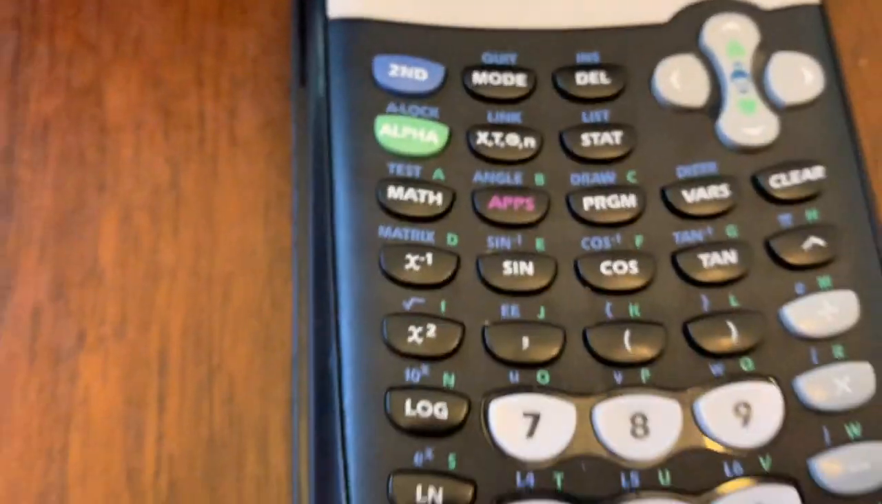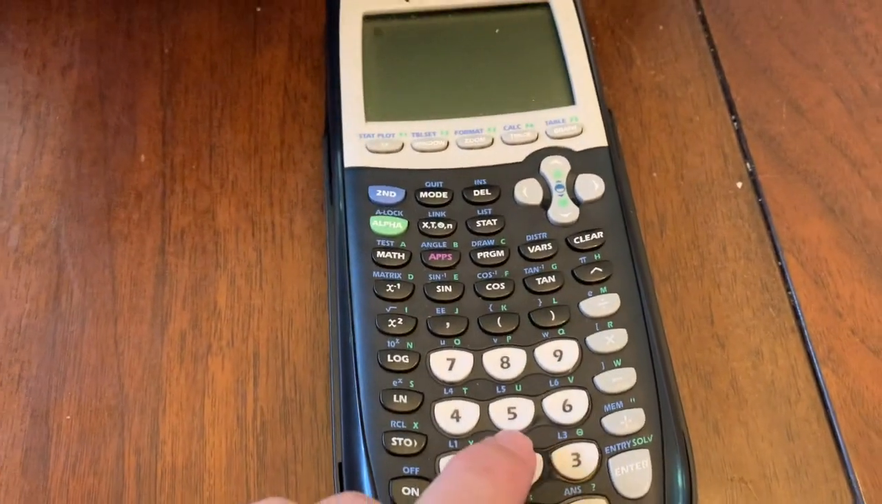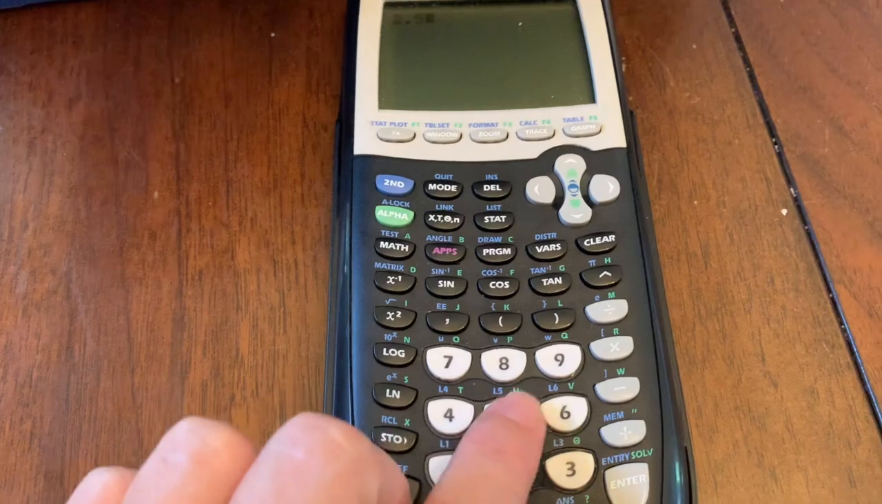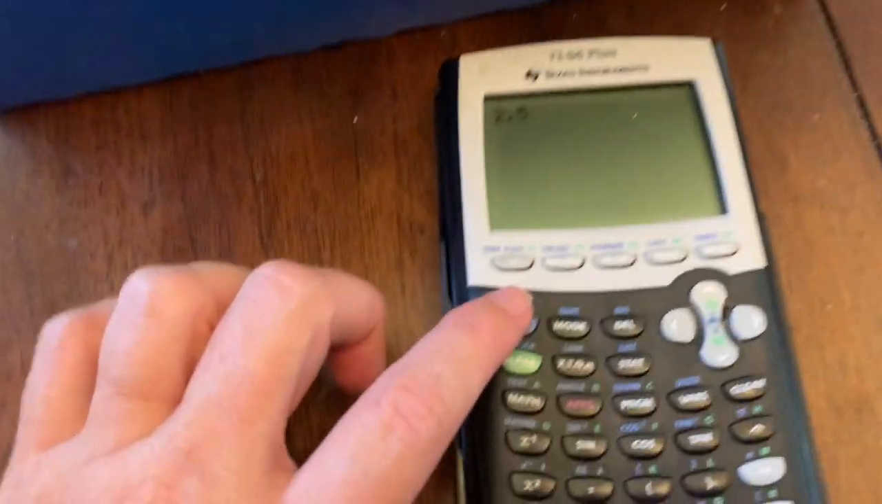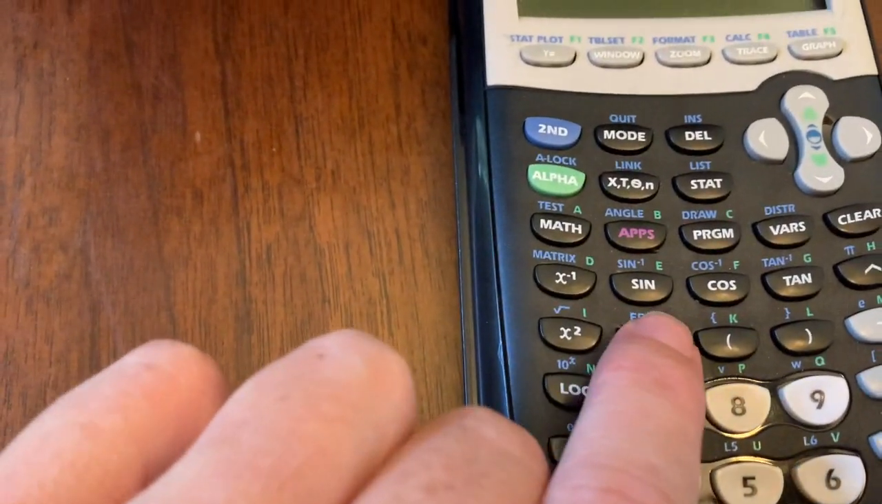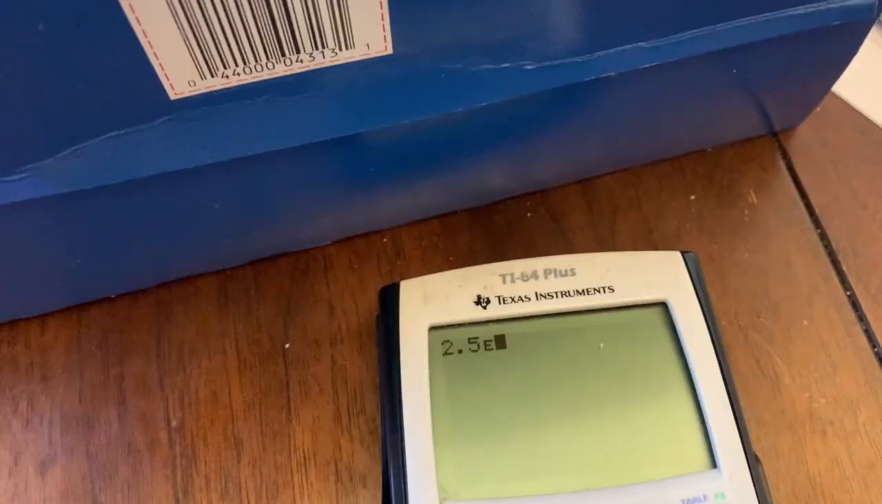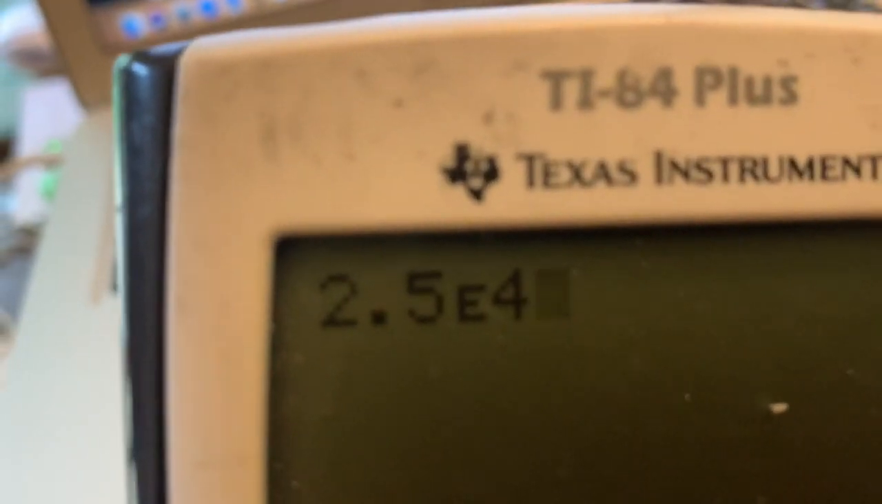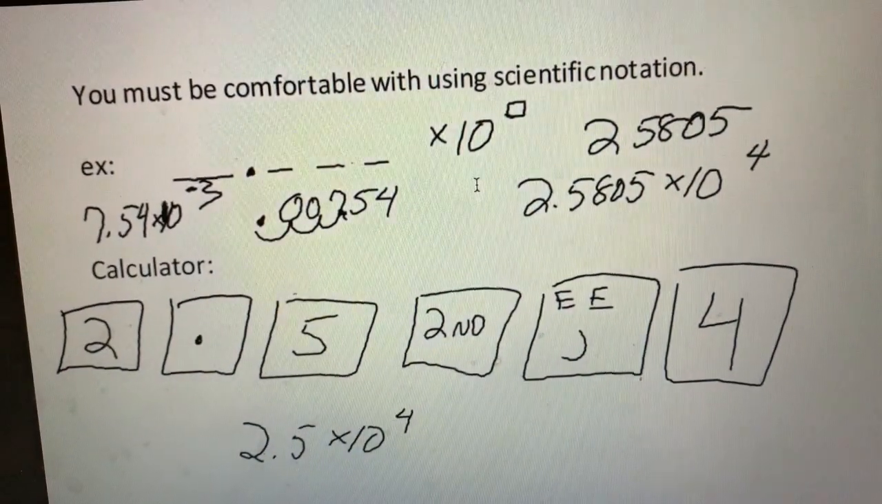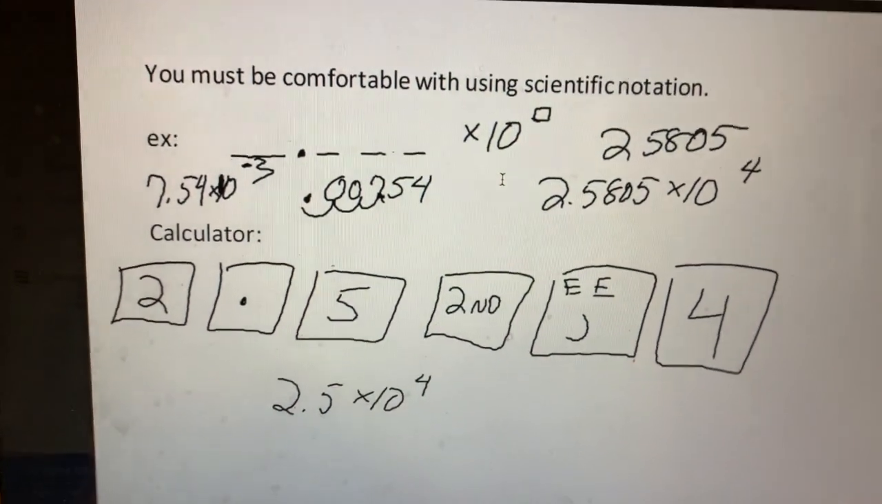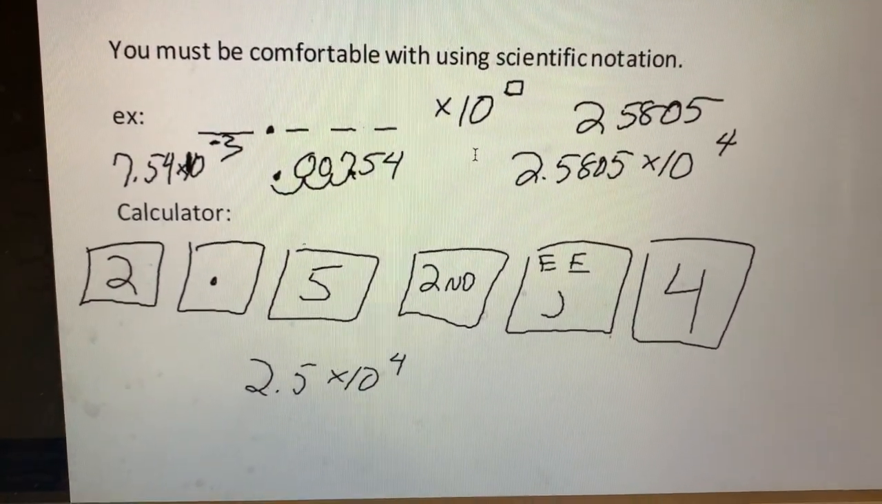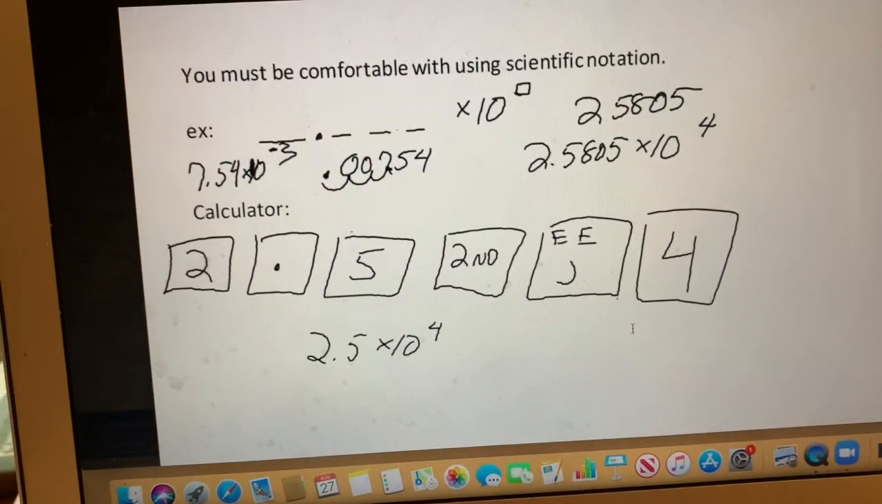So what am I going to do? I'm going to zoom back here so you can see. 2.5, make sure I'm on. Second, then I go down to the EE button, which is this comma button, EE, and then 4. That's it. That's all you put into your calculator. Some of you have been using carets. Don't use the carets. Please use the EE button. We will talk about this quite a bit as we go on, but really this is by far the best way to put things into your calculator.